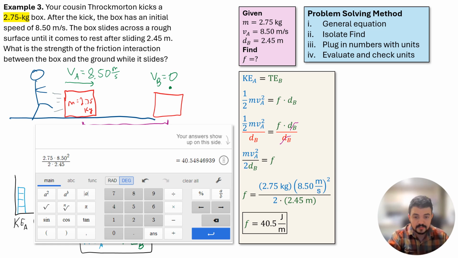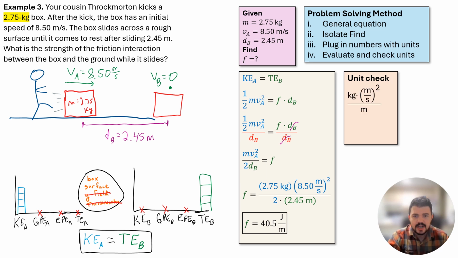Cool. I think I'm good. I want to make sure I've got the correct units here. Let's do a quick unit check. My units look like this. I have a kilograms coming from the mass. I have a meters per second all squared coming from the speed squared, divided by a meters coming from the distance, and then 2 is unitless.